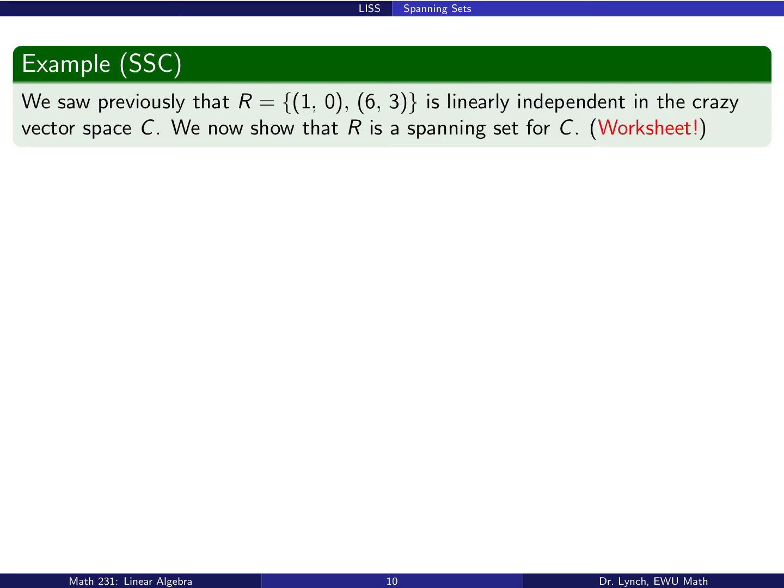I'll let you work this out on the worksheet, but we previously saw that this set turns out to be linearly independent in the crazy vector space. It turns out that it's also a spanning set. The way you do that is show that an arbitrary element of C can be written as a linear combination of those two vectors, where vector addition and scalar multiplication are defined in the crazy vector space. So I'll let you work that out, but this is a pretty cool exercise in the crazy vector space illustrating a spanning set.